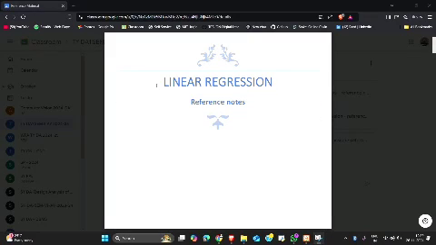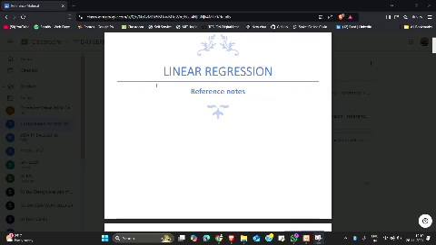So first we will do an introduction to linear regression. Linear regression is one of the simplest and most widely used algorithms in machine learning. It's a supervised learning algorithm used for predicting a continuous outcome for a dependent variable based on other independent variables. In other words, linear regression helps us understand the relationship between variables and can be used for predictions.